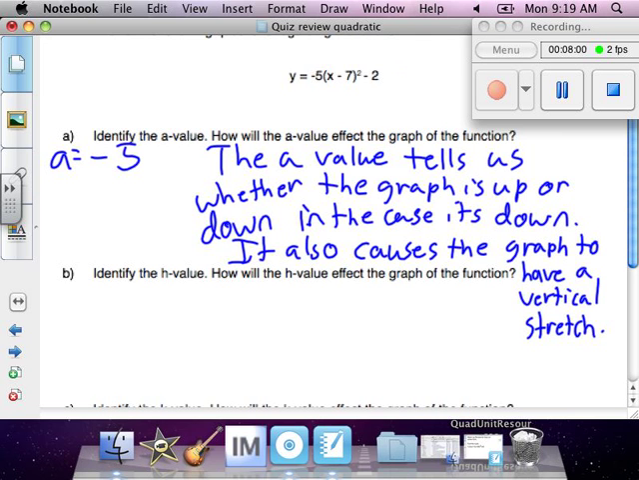All right, go ahead, you guys, and move to number 4. We are going to find the equation for this graph.